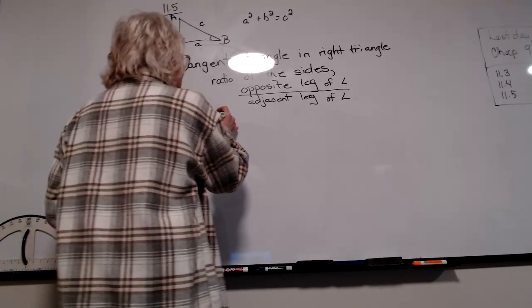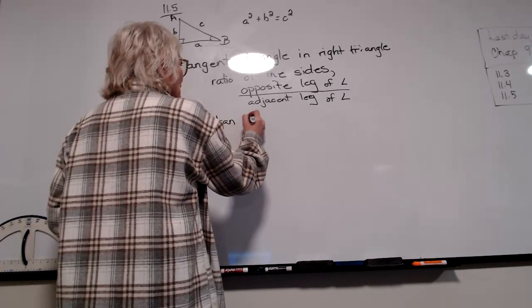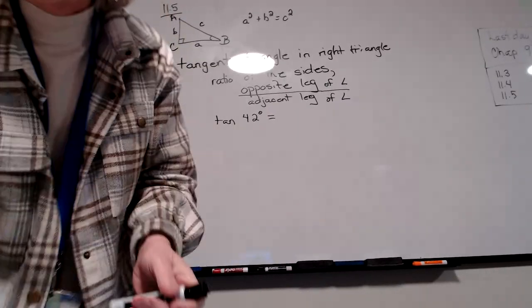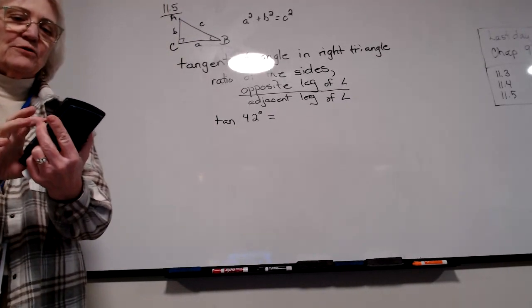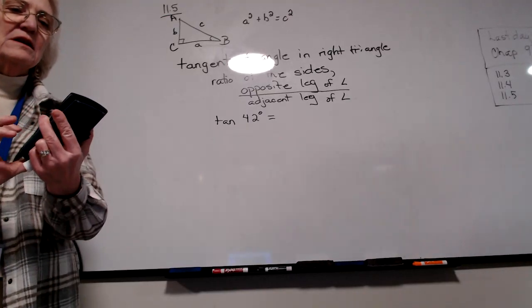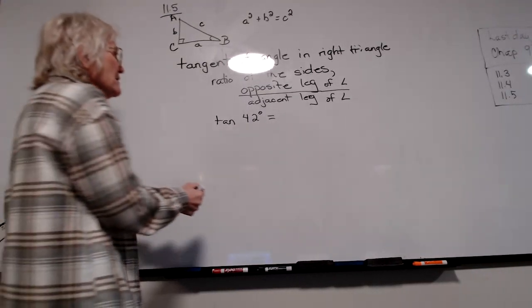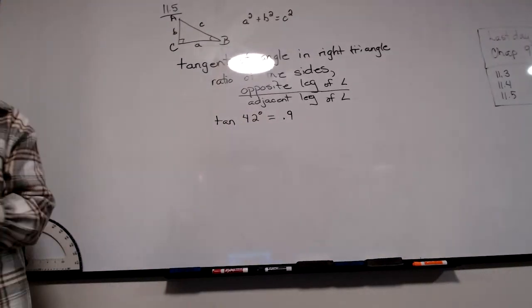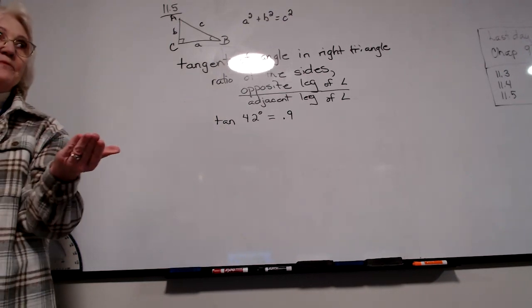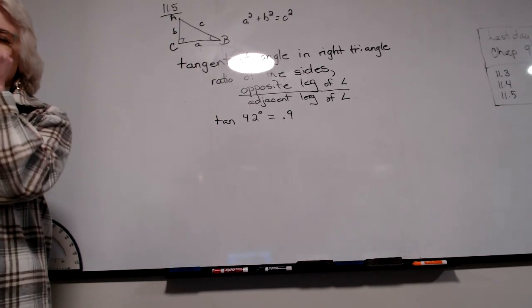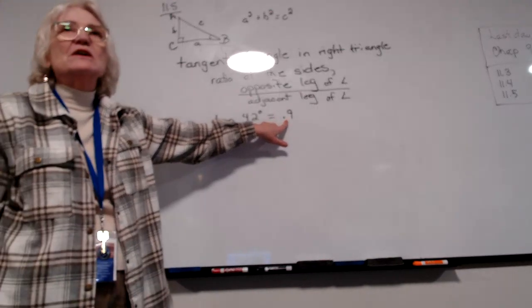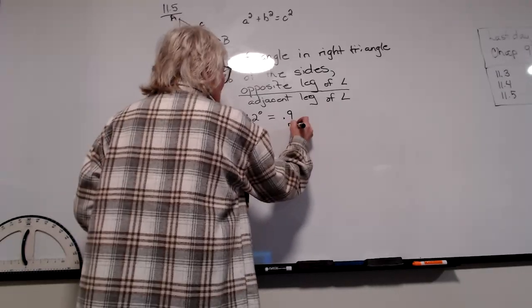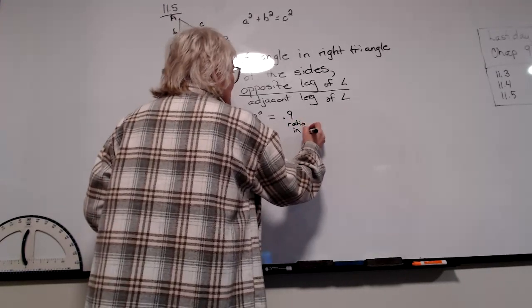So if I say tangent of 42 degrees, and it gives me a number in my calculator, so if I hit tangent 42, I'm going to get 0.9. So what this is telling me is if I were to look at my opposite leg over my adjacent leg in my triangle, it's going to have a ratio of 0.9. So this is the ratio in decimal form.